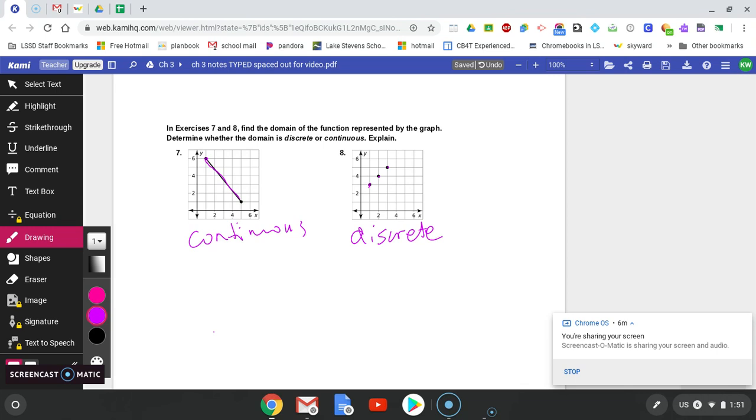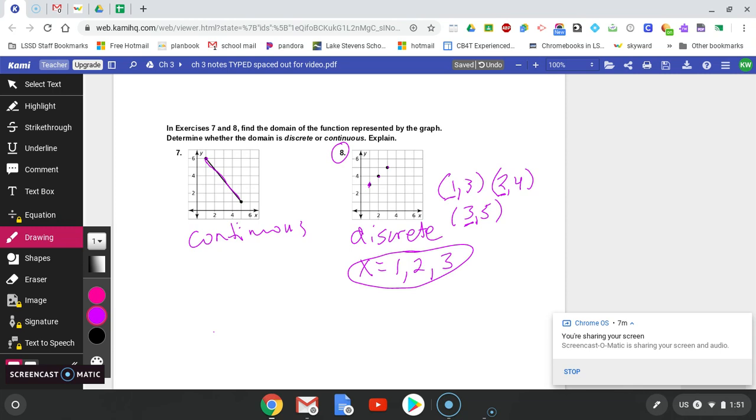I'm going to actually start with number 8 for this one. It's a little bit more straightforward. So if I look at this coordinate point, the first coordinate point is the coordinate point 1, 3. The second coordinate point is 2, 4. And the third coordinate point is 3, 5. If I want to know what x can be, that's just the first coordinate in each of these coordinate points. So x can be equal to 1, 2, and 3. That's my domain.